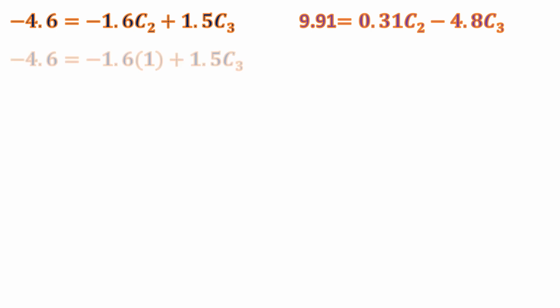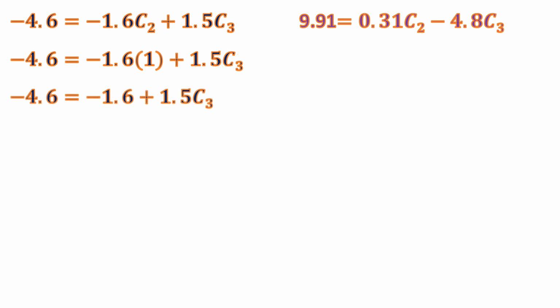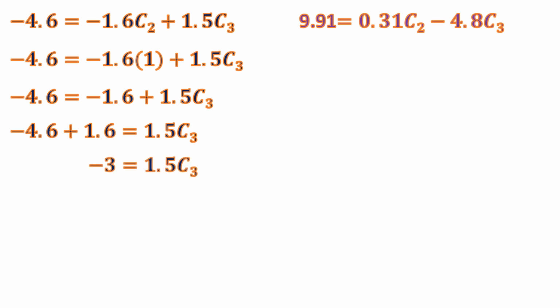So let us substitute. We have C2 is 1, so change it to 1. So it's negative 1.6, and we're gonna transpose it. So negative 4.6 plus 1.6 is negative 3. Divide both sides by 1.5, c sub 3 is negative 2. Now we're gonna solve also in the other equation. It must result to c sub 3 equals negative 2.